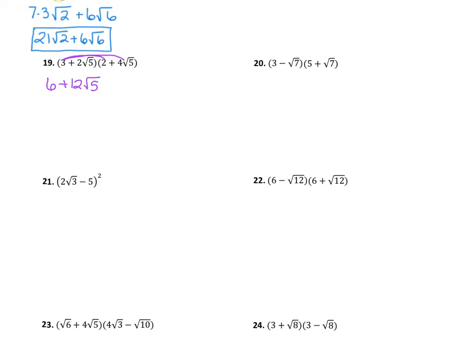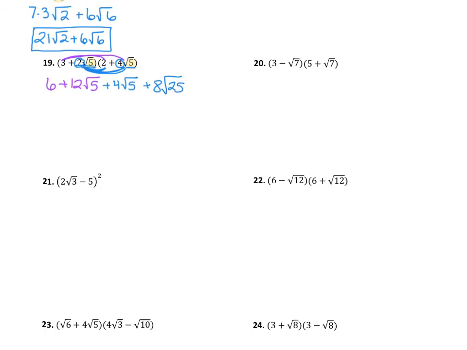Now, just like when we do operations with polynomials, I need to do 2 root 5 times 2 and 2 root 5 times 4 root 5. So 2 root 5 times 2 is going to give me 4 root 5. And then 2 root 5 times 4 root 5. Well, I'm going to multiply the outside numbers. So 2 times 4 is 8. And root 5 times root 5. Now I'm going to use my multiplication rules. So I'm going to do 5 times 5. So I'm going to have 2 times 4 is 8. 5 times 5 is going to give me the square root of 25.